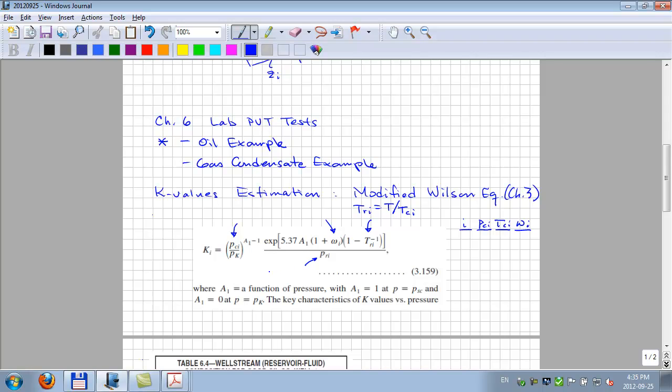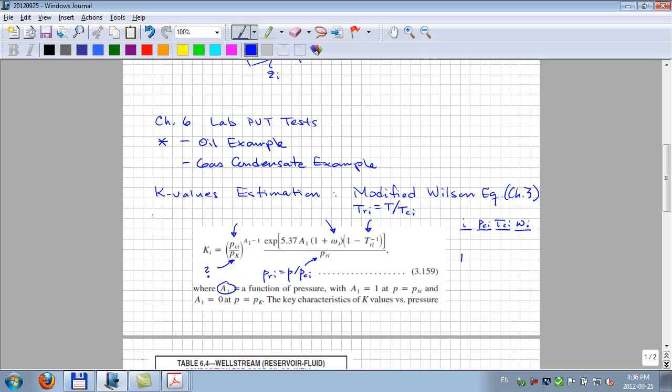This PRi is the reduced pressure, so we need the PCi twice. And then we've got this thing that we don't really know what it is, the convergence pressure. And then we've got what's called A1. And it says that A1 is a function of pressure, going from A1 equal to 1 at close to atmospheric pressure, and A1 going to 0 at the convergence pressure.